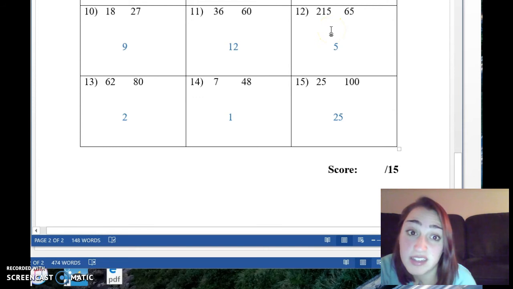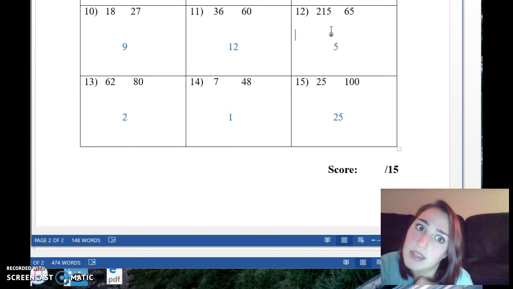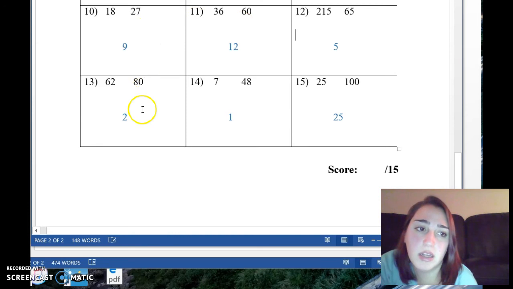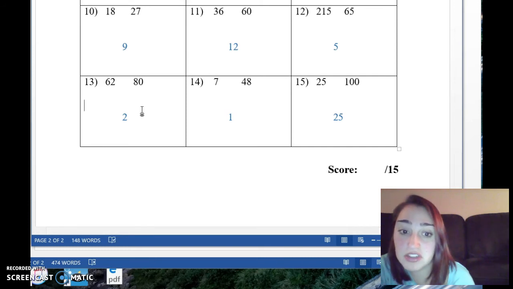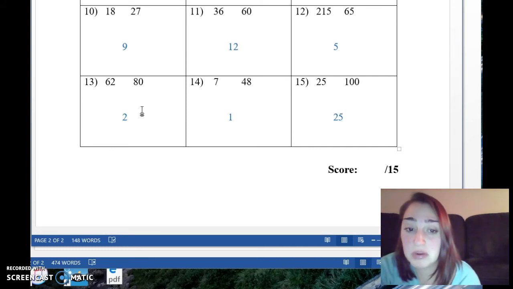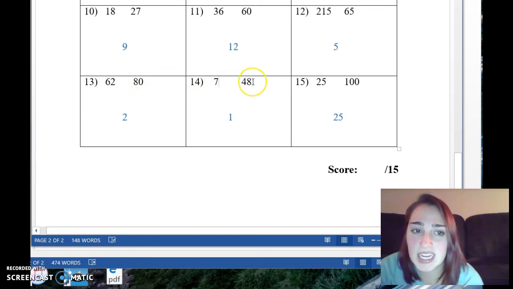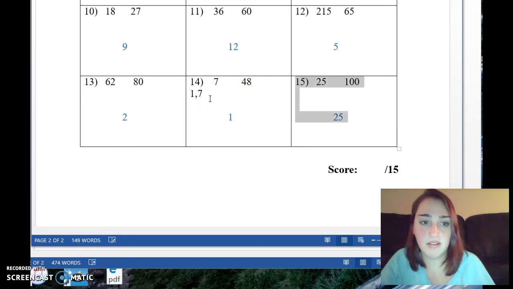Okay, so 65 doesn't have a lot of factors. It's 1 and 65, and then 5 and 13. That's all it's got. Okay, so the highest one that they have in common is that 5. 13, it's another 2 here. Okay, that's all. Just another 2. And then 14 and 8. So there's 7 and 8. So you have 1 and 7, and that's all you have there.